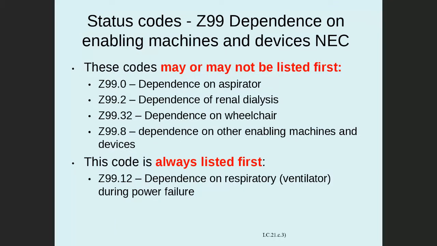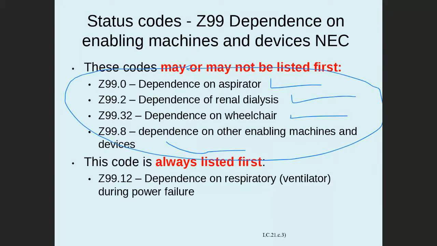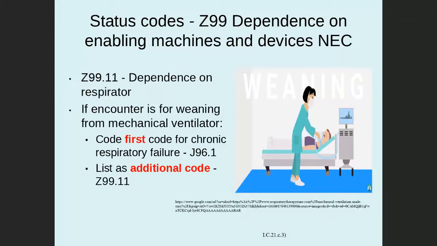So let's look at Z99. Status code category Z99 is used for dependence on enabling machines and devices, and these can be respirators, dialysis, wheelchair, other. So these codes may or may not be listed first. This code is always listed first, and this makes sense. This is a crisis. Z99.12, dependence on respiratory ventilator during power failure. So there are also guidelines concerning Z99.11, dependence on respirator. If the patient is being seen for weaning from a mechanical ventilator, code first the condition that they're on ventilation for, chronic respiratory failure, and then use Z99.11 as an additional code.